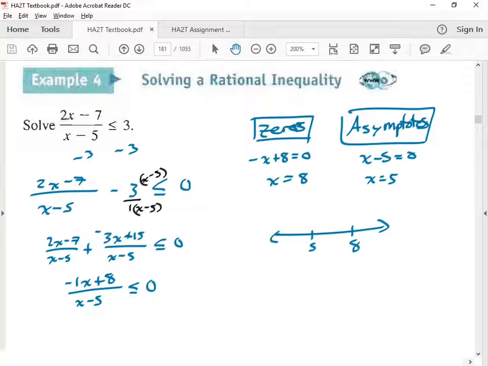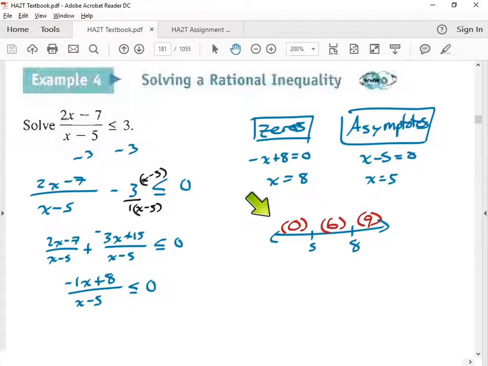How many intervals do we have to test? 1, 2, 3. Only 3 intervals. So give me a number in this interval right here. Come on, shout it out. 4 is good, but 0 is better. All right, give me another one. 6. Give me another one. 9. It has to be greater than 8. So we got 6, 9, and 0. We're going to plug these dudes in.